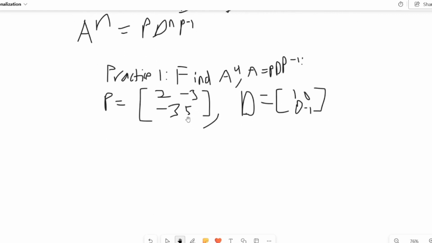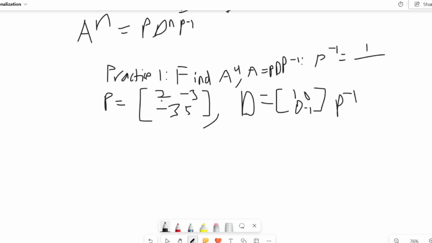Here we're being asked to find A to the fourth, where we're given P and D in the diagonalization matrix. Let's see what we can do with it. First thing we're going to need is finding P inverse. And since this is a 2 by 2 matrix, we can use the 2 by 2 matrix formula.